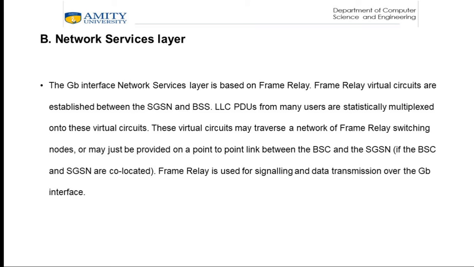These virtual circuits may traverse a network of frame relay switching nodes or may just be provided on a point-to-point link between the BSC and the SGSN. If the BSC and SGSN are co-located, the frame relay is used for signaling and data transmission over the Gb interface.